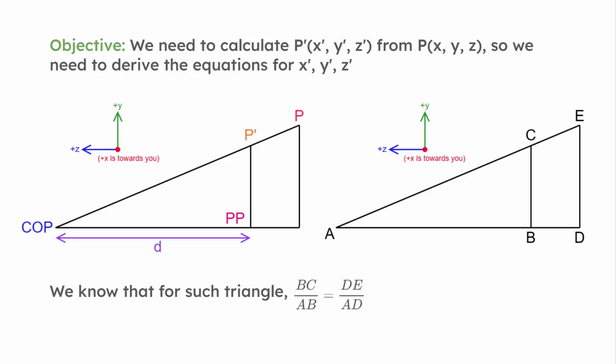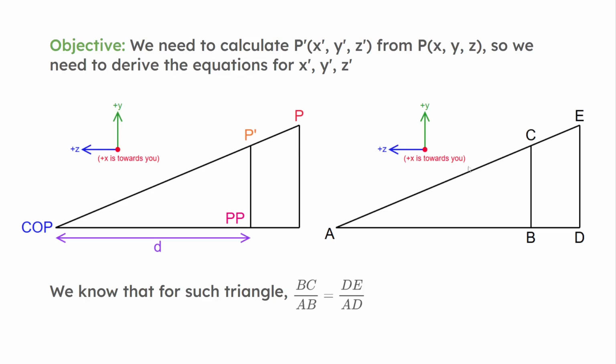Let's recall some formulas from our school. We already know some formulas regarding triangles. On the right, we can see this diagram from the previous slide, but with the vertices labeled with letters. The COP is labeled as A, the projection plane center is B. So AB is actually the Z-axis as said previously. BC is the projection plane, and E is our target point, and C is the projected point. So what we can see is essentially a smaller triangle ABC inside a larger triangle ADE.